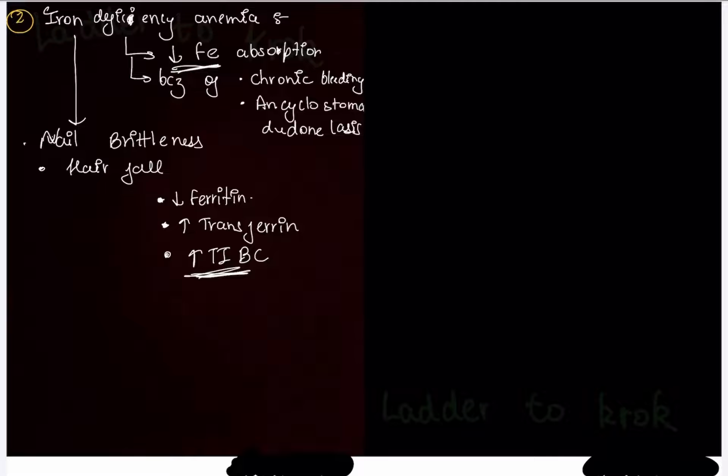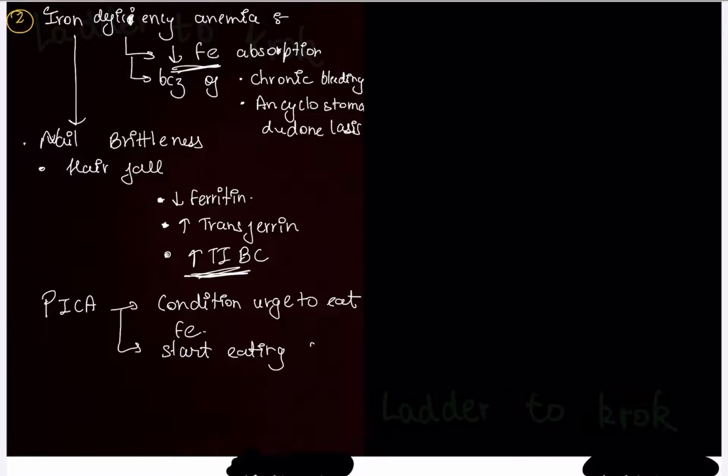In this patient, there is one condition called pica. In this condition there is an urge to eat non-food substances. The patient wants to eat iron. You can see this in small children also, who start eating soil, because soil has many minerals. It usually affects children or females, females during pregnancy, and small children.